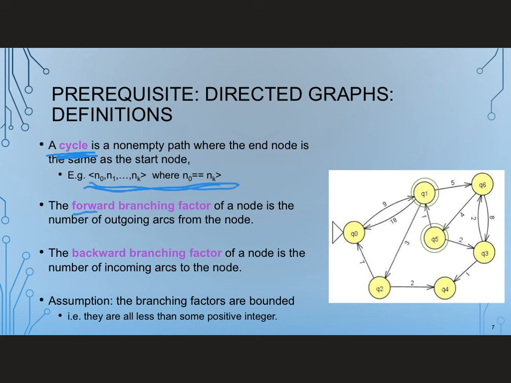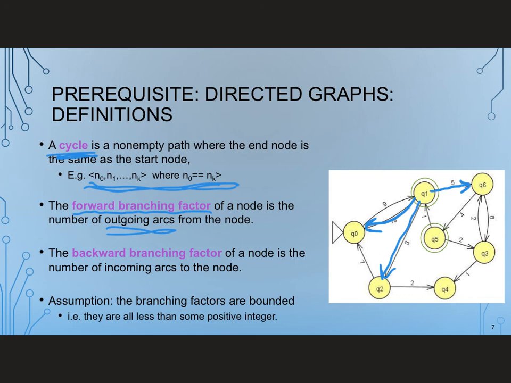We're going to talk about forward branching factor of a node. You may have heard that called the out degree of a node. The forward branching factor of a node is just how many outgoing arcs there are from that node. So for example, if we pick Q1, which is this guy, what's its forward branching factor, how many outgoing arcs are there from Q1? Well, there's this one. That's 1. And there's this one. That's 2. And there's this one. So the forward branching factor of Q1 looks like it is 3.